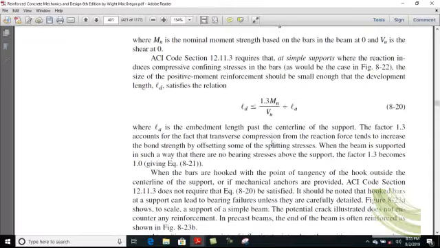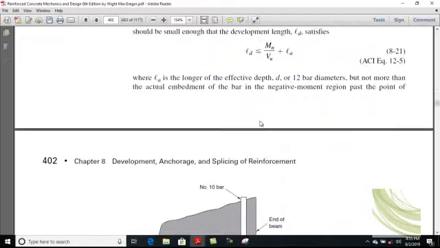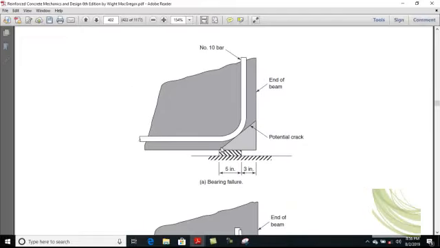So MacGregor basically explains this problem clearly. And basically you see here, okay, this is the simply supported beam, this is the bearing plate, and a kind of potential cracks occurred. This is the bearing area. Due to these cracks, bearing stresses are produced, which create compressive forces in the steel.